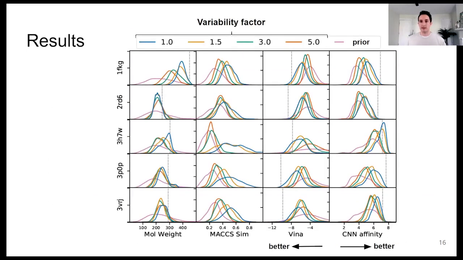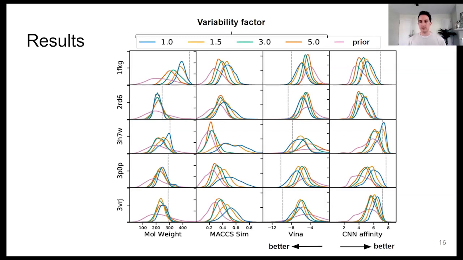In these plots, the distributions of molecular weight, the fingerprint similarity to the inputs, the Vina energy, and the predicted CNN affinity are shown for 5 of the 10 targets, which were selected at random. In each plot, the distributions for each of the different sampling methods are displayed in different colors, and the dotted gray line shows the value of the input ligand, which is a true active molecule for this target.